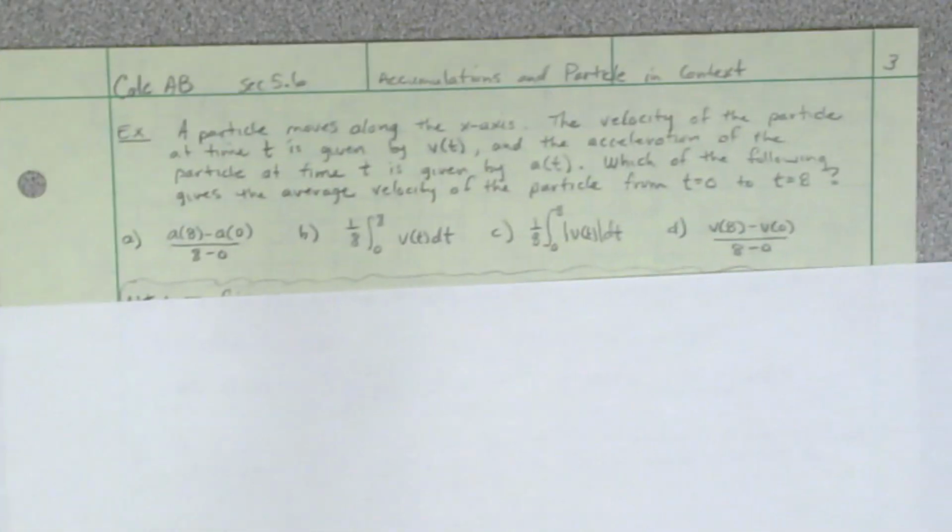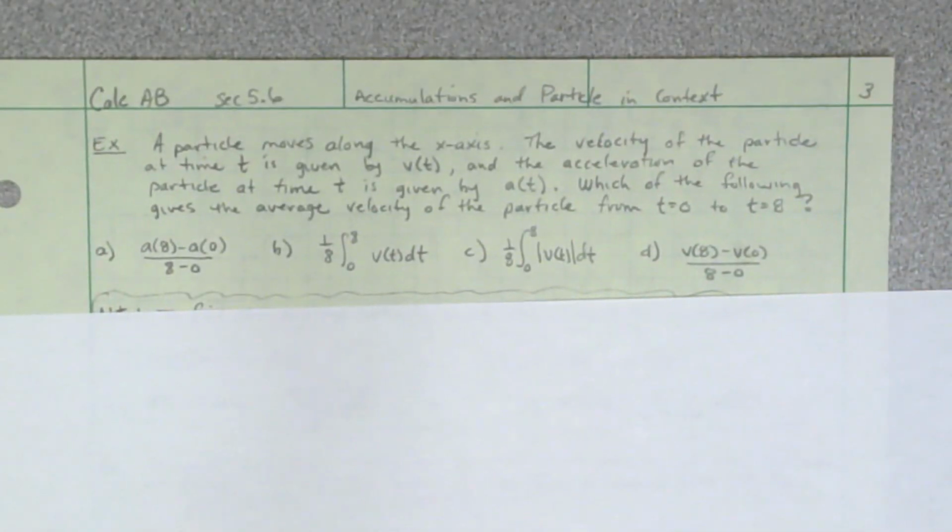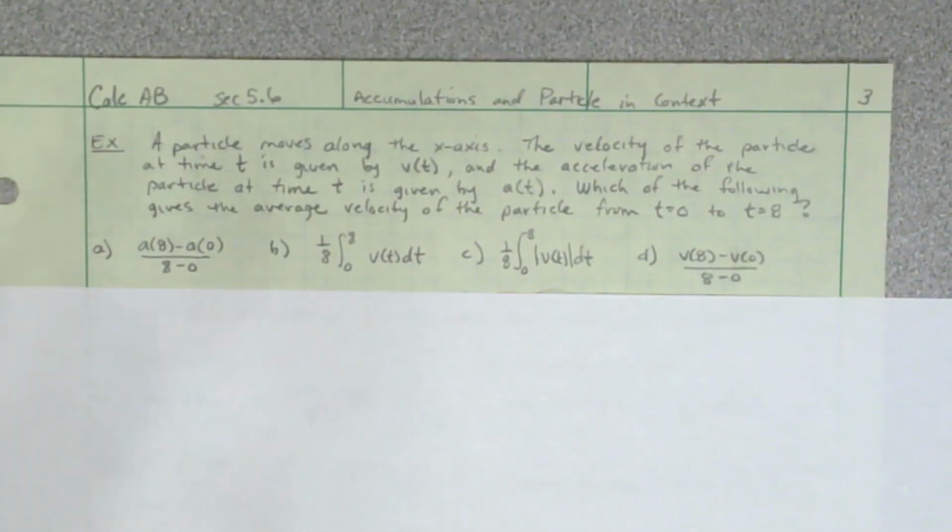So here's another problem here. A particle moves along the x-axis. The velocity of the particle at time t is given by v of t, and the acceleration of the particle at time t is given by a of t. Which of the following gives the average velocity of the particle from t equals 0 to t equals 8? Okay, so this is a kind of question you might see on the AP exam. They're going to throw all this stuff at you here, and we have different kinds of averages, and so look at these answer choices and see if there are any that we might be able to eliminate.